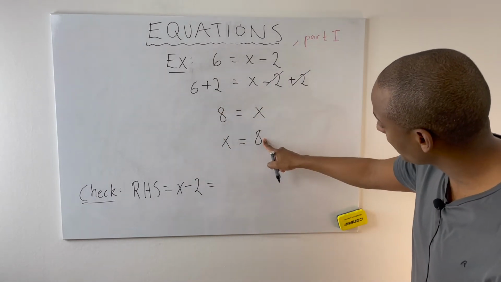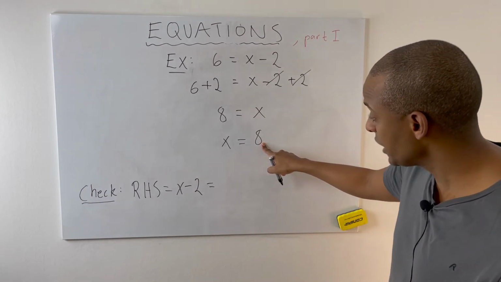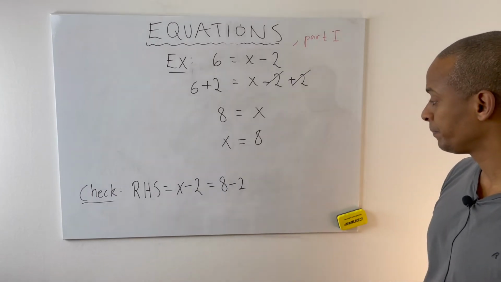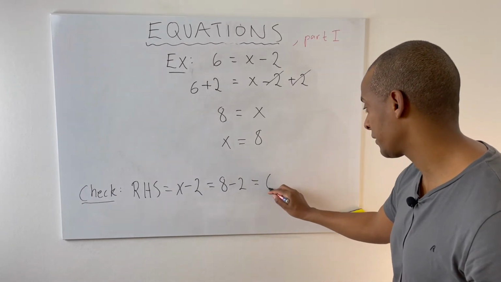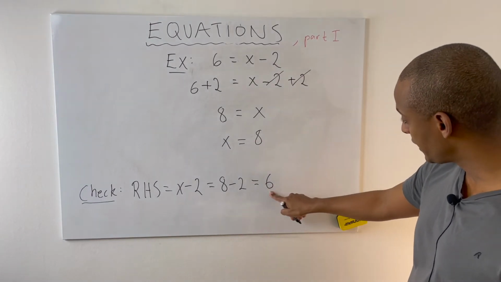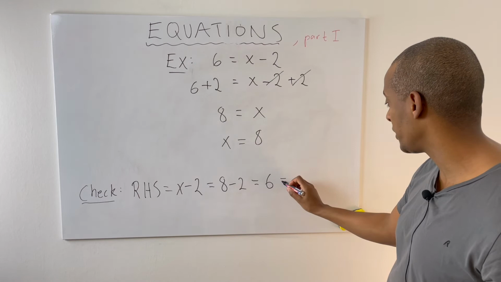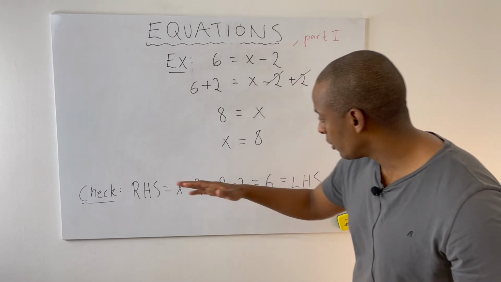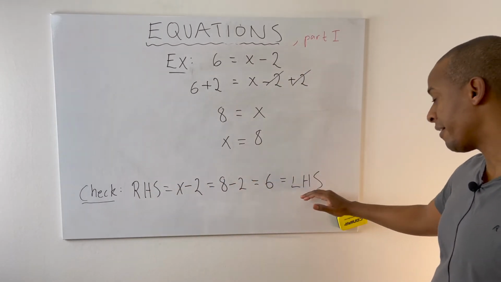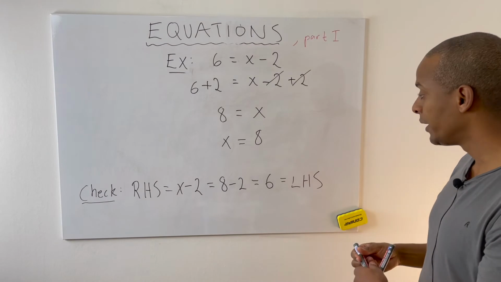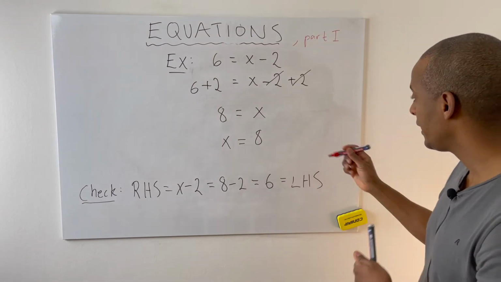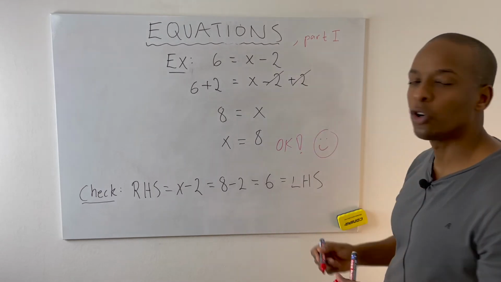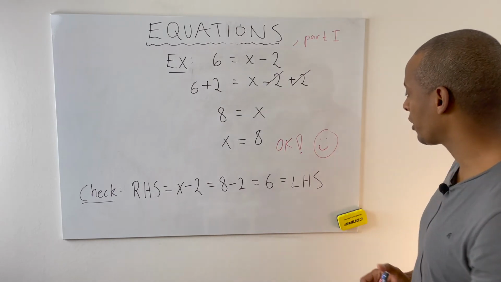Now, let's plug in our solution. X is equal to 8. Then we have 8 minus 2, right? 8 minus 2 is equal to 6. And if we check, 6 is equal to the left-hand side of the equation. So in summary, the right-hand side of the equation is equal to the left-hand side of the equation. So this solution, x equals 8, is okay. It's all good. So that's how we check our solutions.